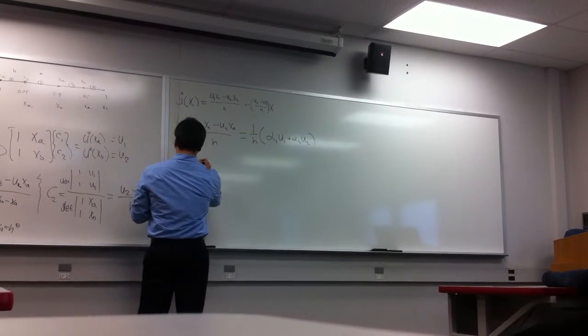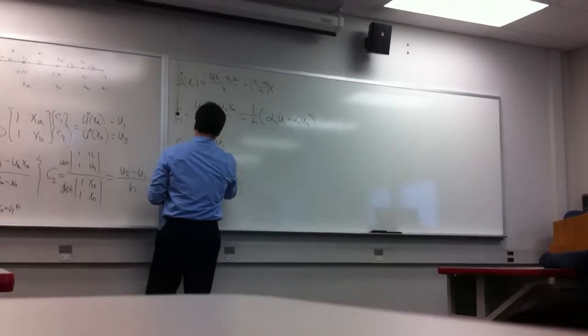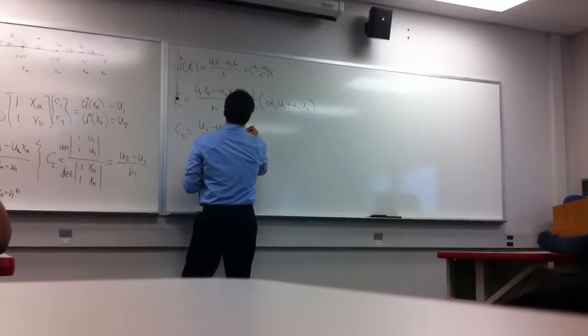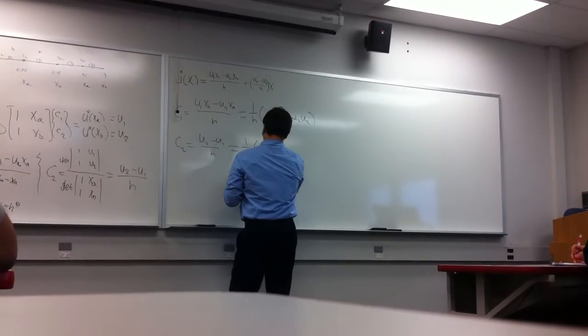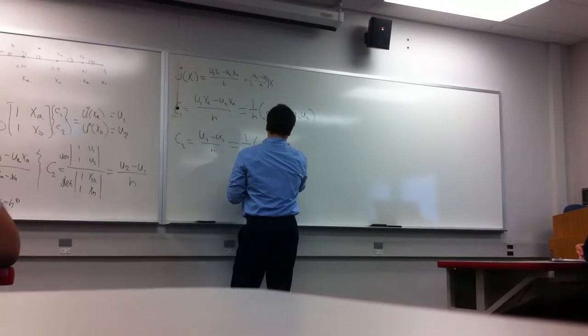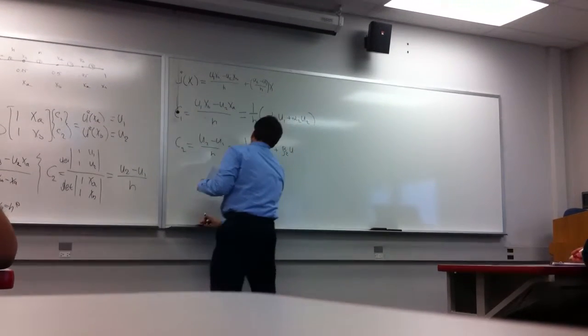So C2 similarly, it was U2 minus U1 over H. I want to write this as 1 over H times beta 1 U1 plus beta 2 U2, with beta 1 and beta 2 being the coefficients.